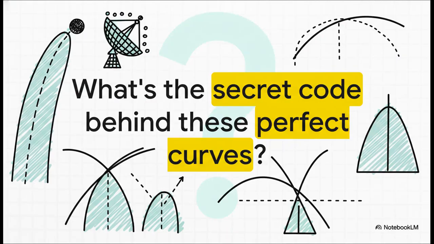You know when you see a basketball swish through the net? Or even just the gentle curve of a satellite dish? Have you ever stopped and wondered, what makes that shape so perfect? It feels so natural, right? Well, believe it or not, there's a secret code behind it all.